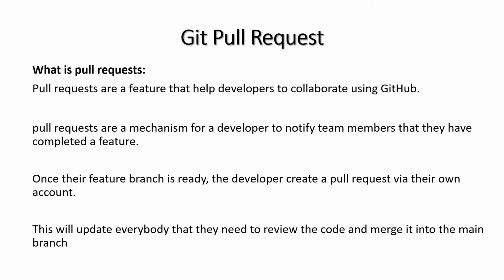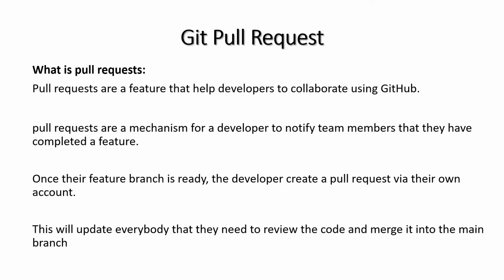During work in a repository, suppose multiple developers are working on their own features and they complete them. After they complete them, they can push the code to a feature branch. Once their feature branch code is completed, they can send the pull request to the main branch, the master branch, to merge their code into the master branch.